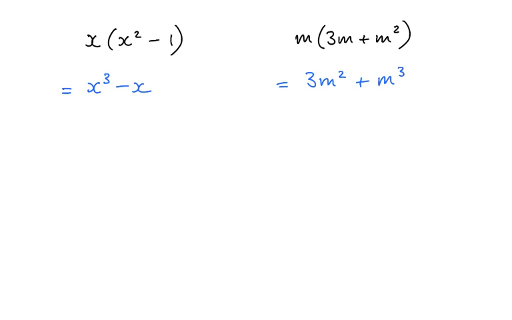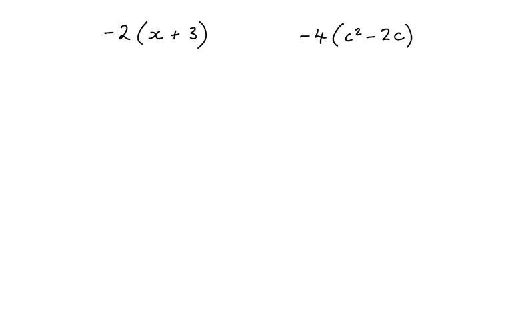Now we're going to look at the second set of questions. Now in this case, we're going to times everything inside that bracket by negative 2. So the answer becomes minus 2x. And you have to be careful here because minus 2 times positive 3 is actually minus 6.